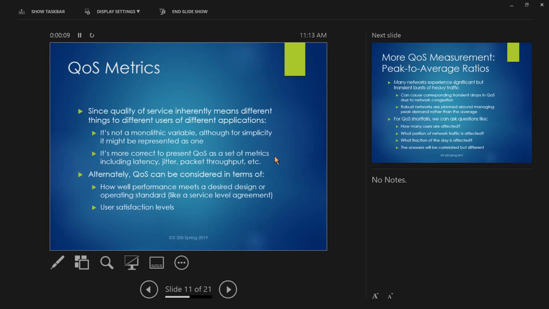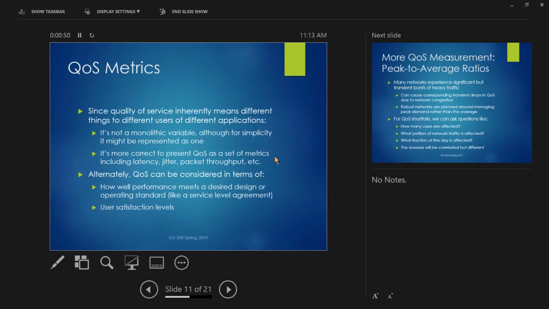Well, here we go. So remember, number one, quality of service inherently means different things to different users of different applications, right? So it's not one single variable. You can't just say this application has a 9 on quality of service and this other one has an 8 and expect that to be meaningful, okay? It's more correct to present quality of service as a set of metrics that include things like latency, jitter, how many packets you're pushing through the network per unit time, stuff like that, okay? And then the user or the network administrator can decide, does that cluster of performance metrics indicate that things are going well or not?